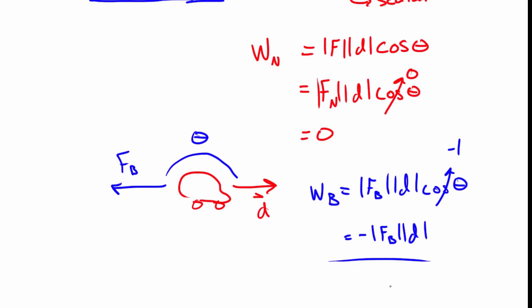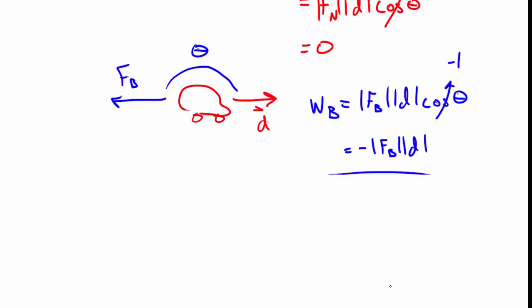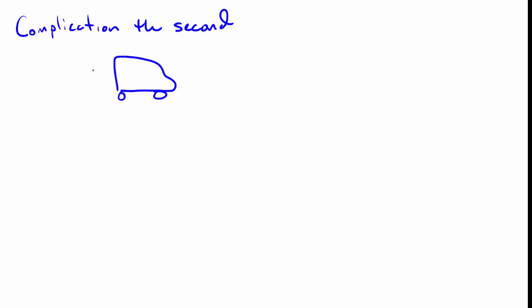All right, so complication number 2. The second complication is what if the force varies? So I'm drawing some sort of a van. And imagine in this example you are trying to push this guy to get it moving, and you're applying some force of 500 newtons.